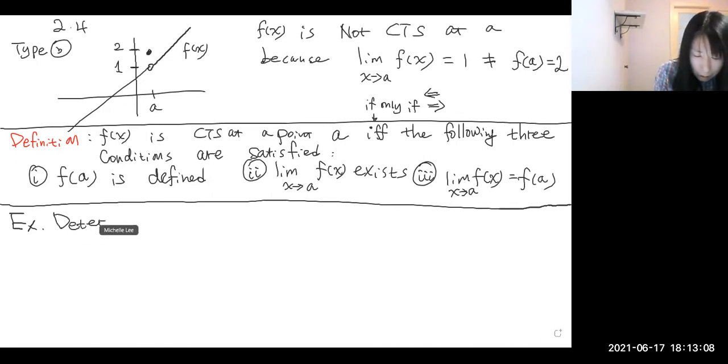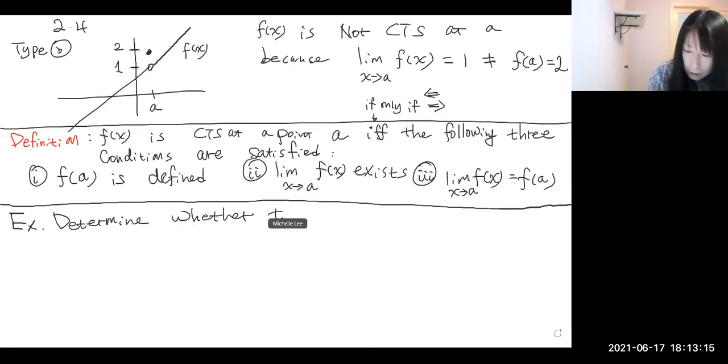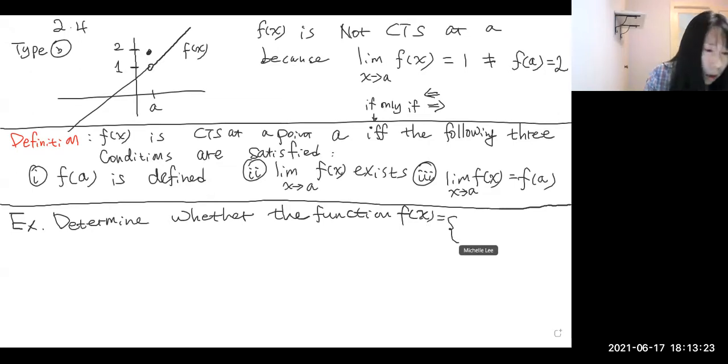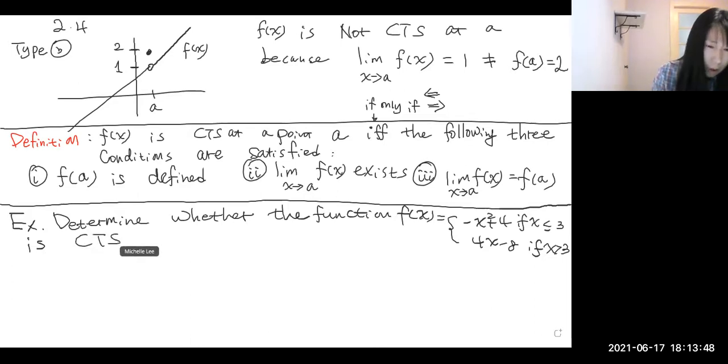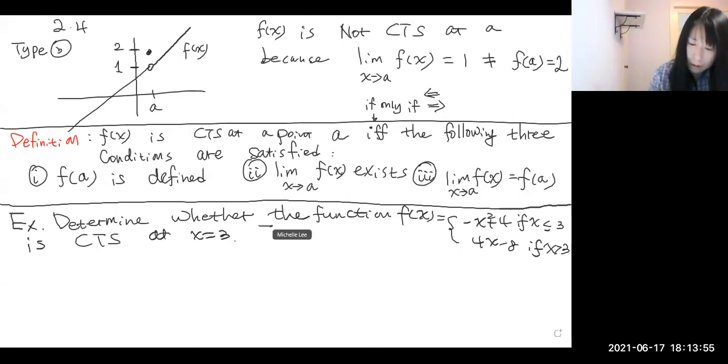Determine whether the function f of x equal to negative x squared plus 4 if x is less than or equal to 3, and 4x minus 8 if x is greater than 3, is continuous at x equal to 3. Justify the conclusion.